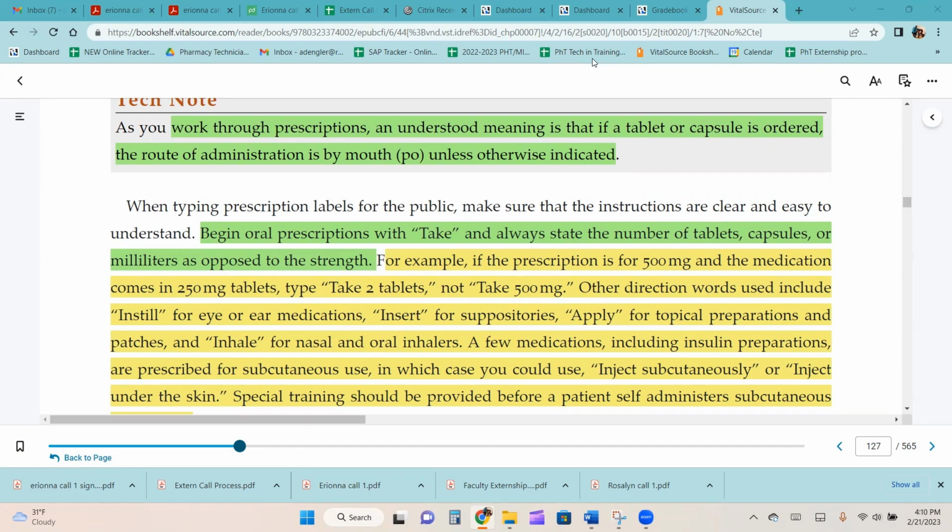Other direction words used include instill for eye or ear medication, insert for suppositories, apply for topical preparations and patches, inhale for nasal and oral inhalers. A few medications, including insulin preparations, are prescribed for subcutaneous use, in which case you would use inject subcutaneously or inject under the skin.